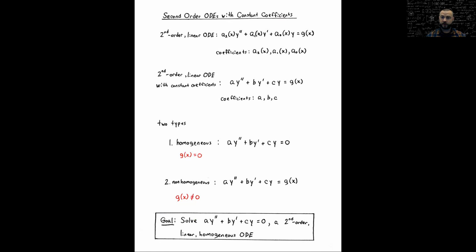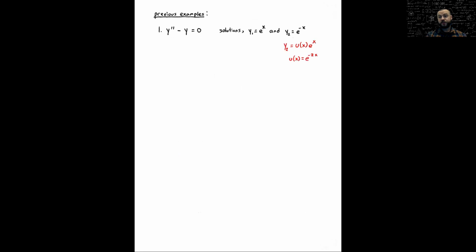So for this lecture, we're just going to focus on the first type, a homogeneous second order linear ODE with constant coefficients. All right, so when you're ready, let's get into how we're going to do this. But first, we should probably review some examples that we've covered in previous lectures.